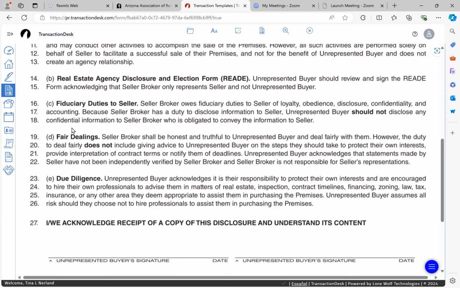Due diligence. The unrepresented buyer acknowledges it is their responsibility to protect their own interests and is encouraged to hire their own professional to advise them in matters of real estate, inspection, contract timelines, financing, zoning, law, tax, insurance, or any other areas they deem appropriate to assist them in purchasing the premises. Unrepresented buyer assumes all risk should they choose not to hire a professional to assist them in purchasing the premises.